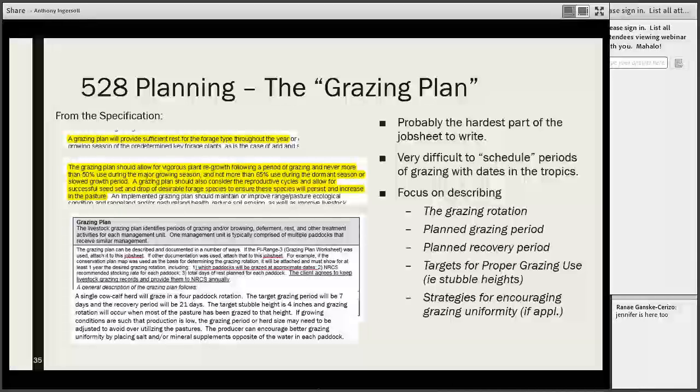And then you're also bringing into discussion that if the growing conditions are such that the production is low, the grazing period or herd size may need to be adjusted to avoid overutilizing the pastures, right? It's all this stuff that we've been talking about that the client has within his control that he can use in order to ensure that he's managing for his pasture's health and well-being, which in the long run benefits his animals' performance as well.